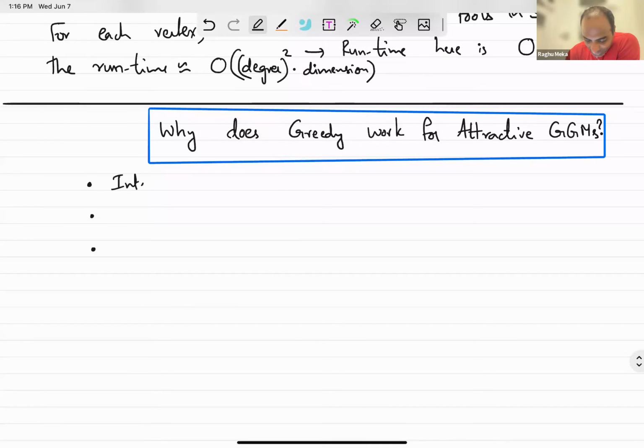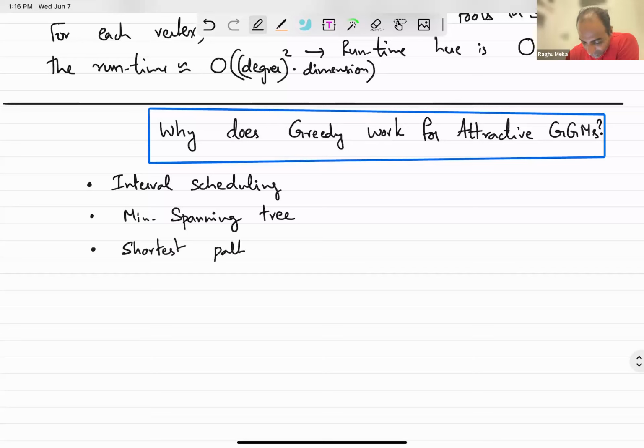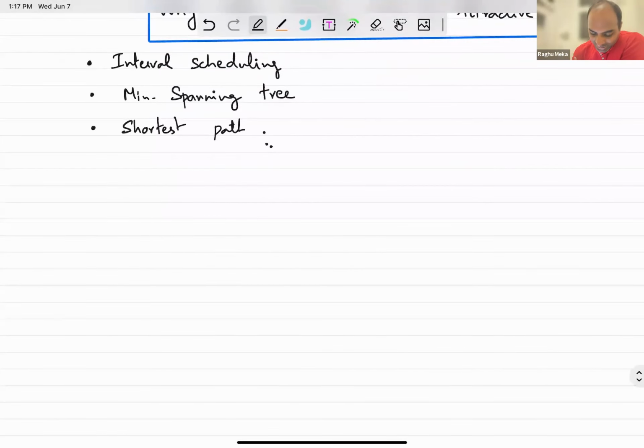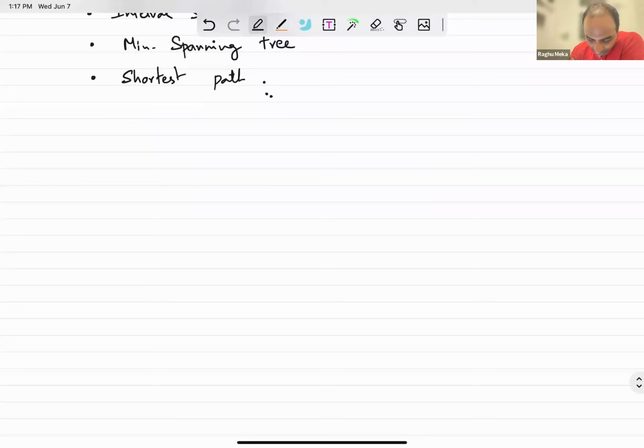Interval scheduling is one. Min spanning tree is one. Shortest path is another. And there are many, many examples. And in fact, there is some underlying meta principle, or one nice setting, in which greedy algorithms are known to always work. To describe that setup, let me say the following.